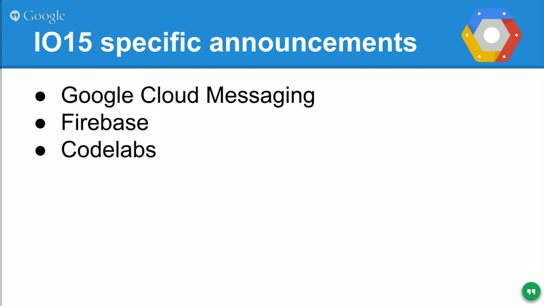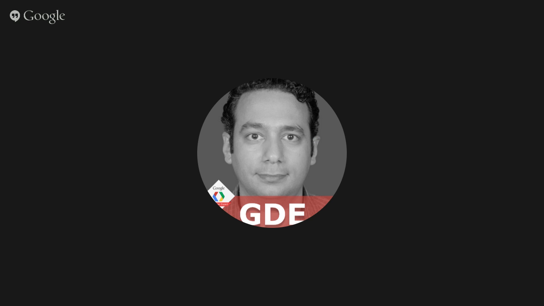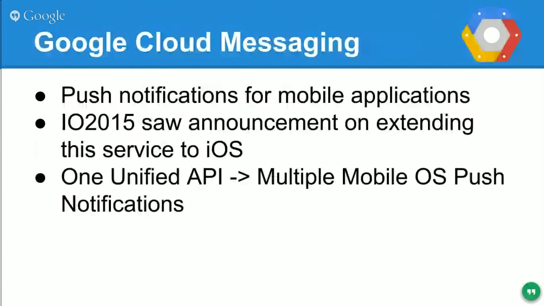Now coming to I/O 15 specific announcements, to the best extent that I could find, though I was not there, I could see a few things which I've noted down over here around Cloud Messaging, Firebase, and Code Labs. So we'll get to that. On Cloud Messaging, Google Cloud Messaging was used to create push notifications onto Android devices and things like that. But now the service also got extended to pushing to iOS. So basically, it's one uniform service across multiple mobile OS push notifications.